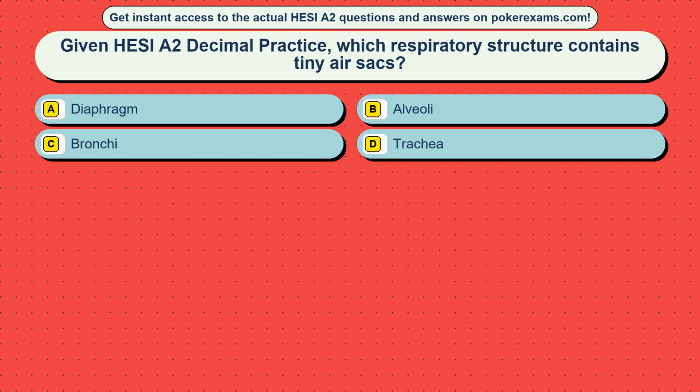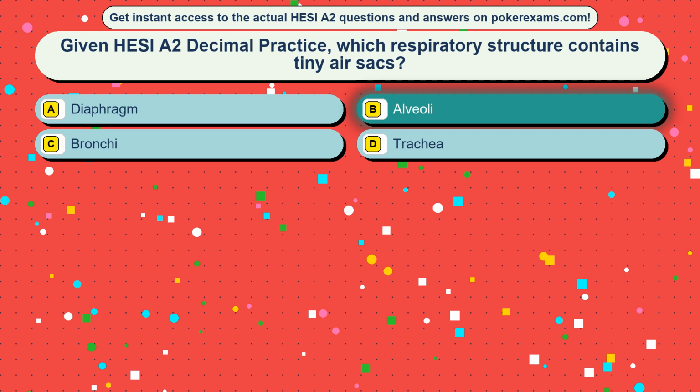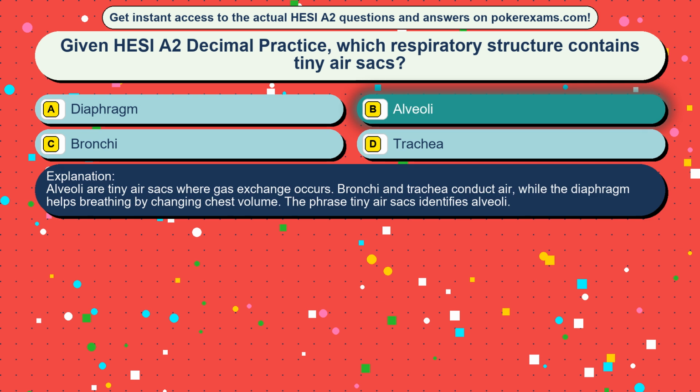Question 48. Given HESI A2 decimal practice, which respiratory structure contains tiny sacs? Option A, diaphragm. Option B, alveoli. Option C, bronchi. Option D, trachea. The correct answer is option B, alveoli. Alveoli are tiny air sacs where gas exchange occurs. Bronchi and trachea conduct air, while the diaphragm helps breathing by changing chest volume. The phrase tiny air sacs identifies alveoli.